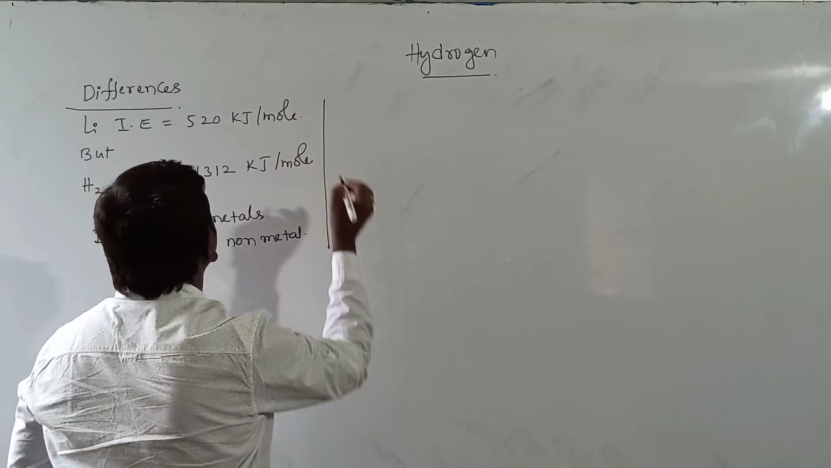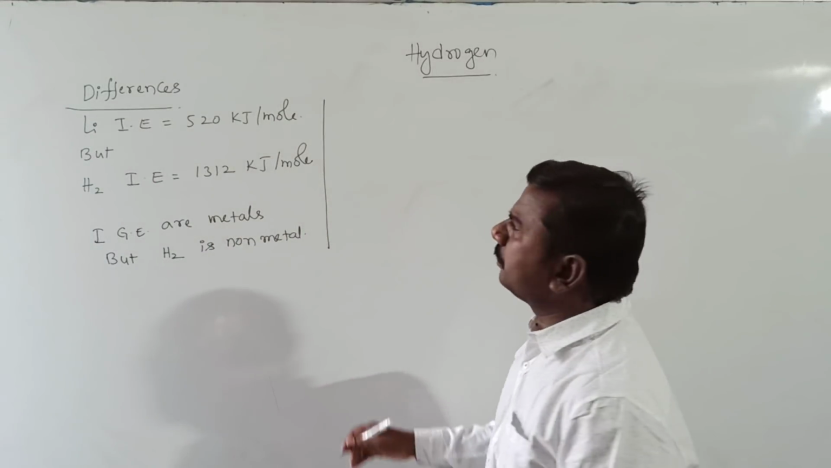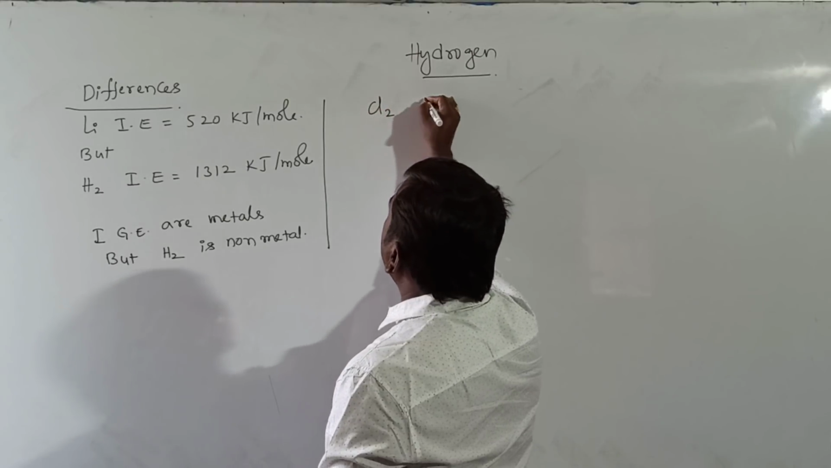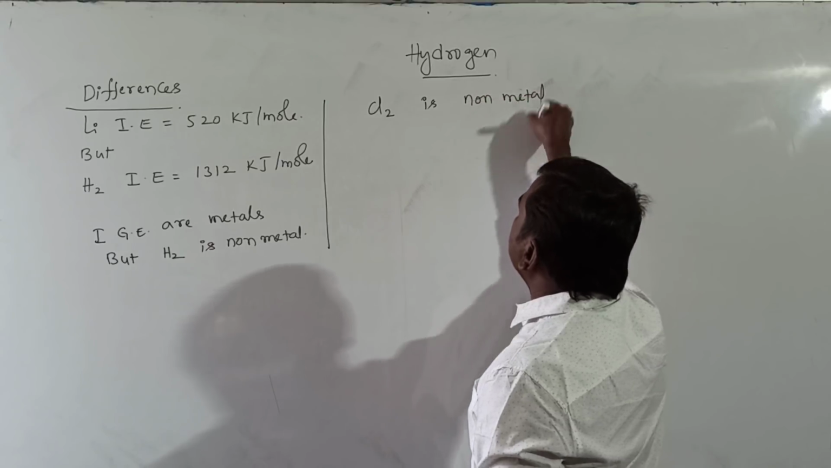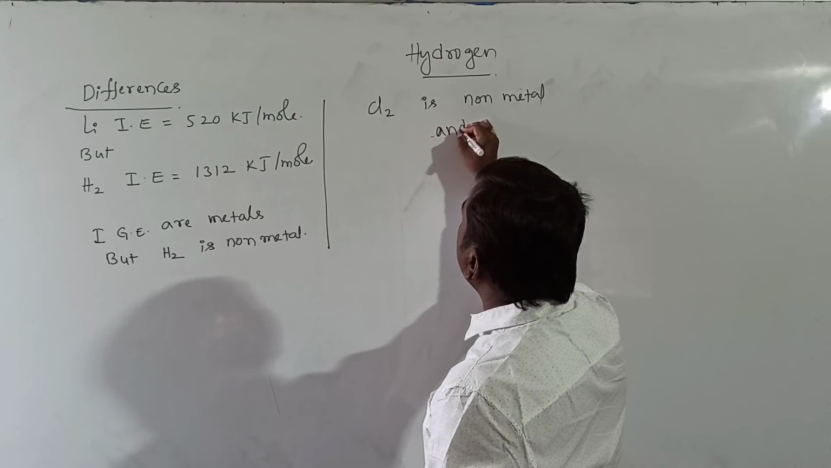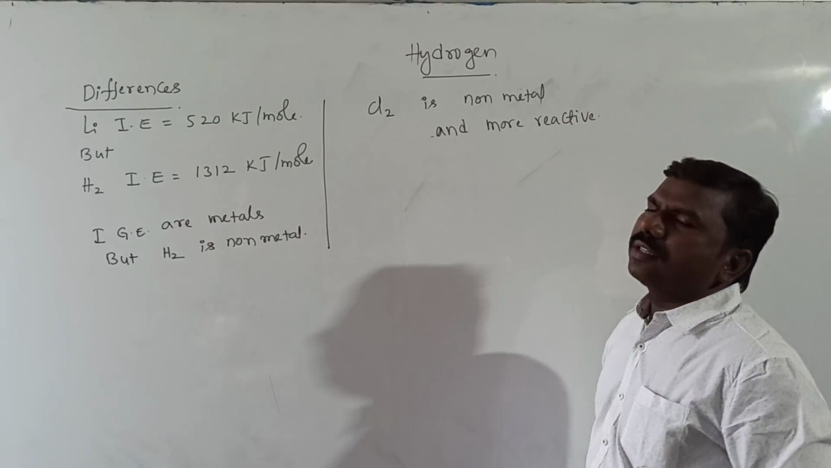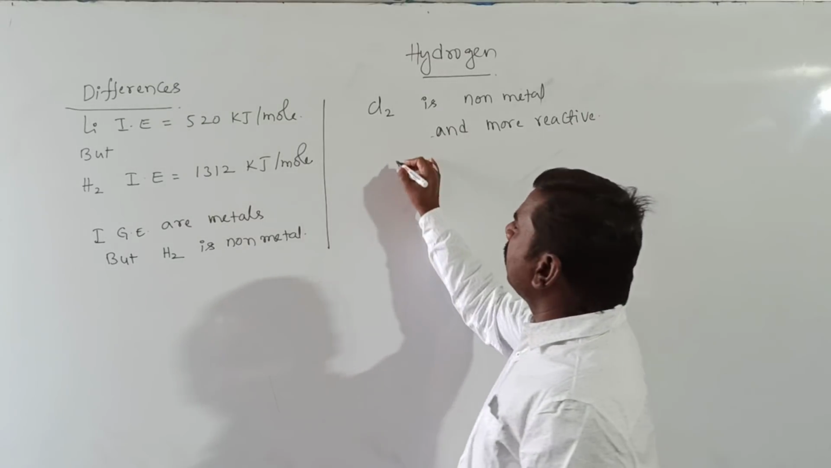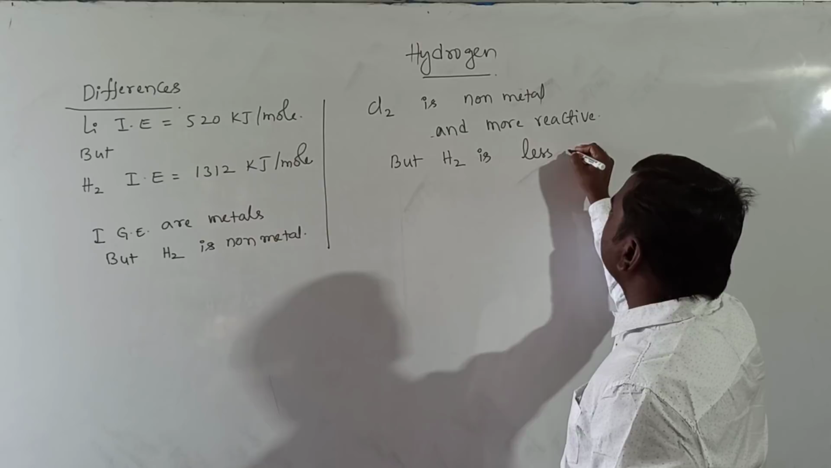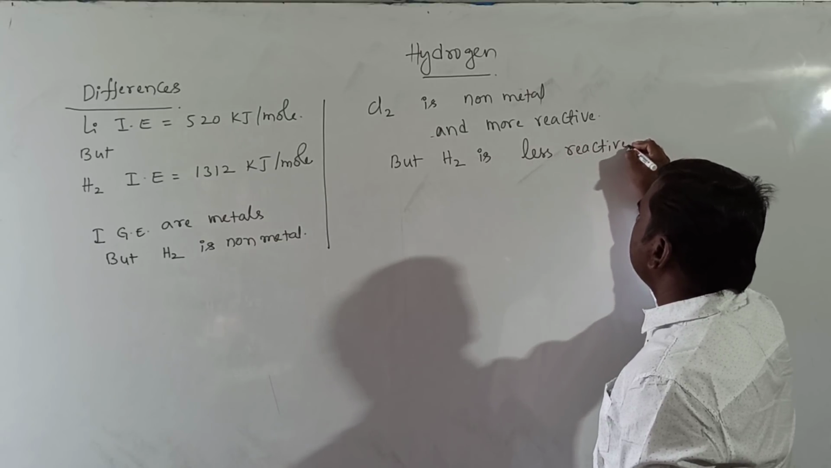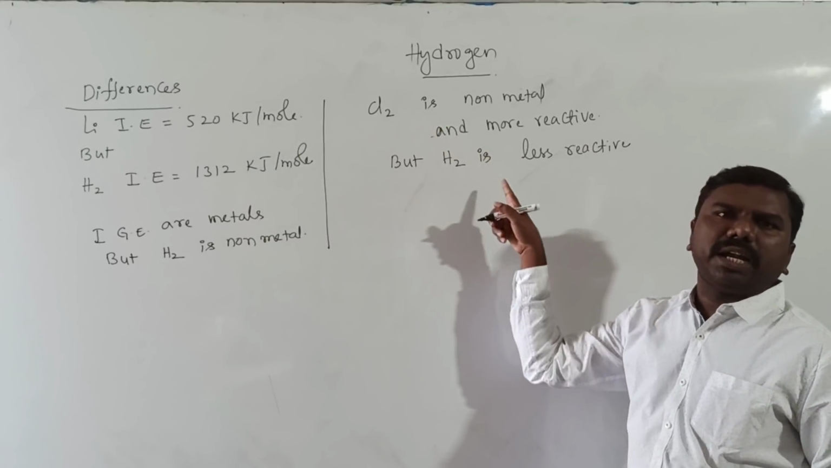Similarly, differences between the 17th group as well as hydrogen. Chlorine is non-metal and more reactive. It means halogens are more reactive, but hydrogen is less reactive. So this is the difference between the halogens and hydrogen.